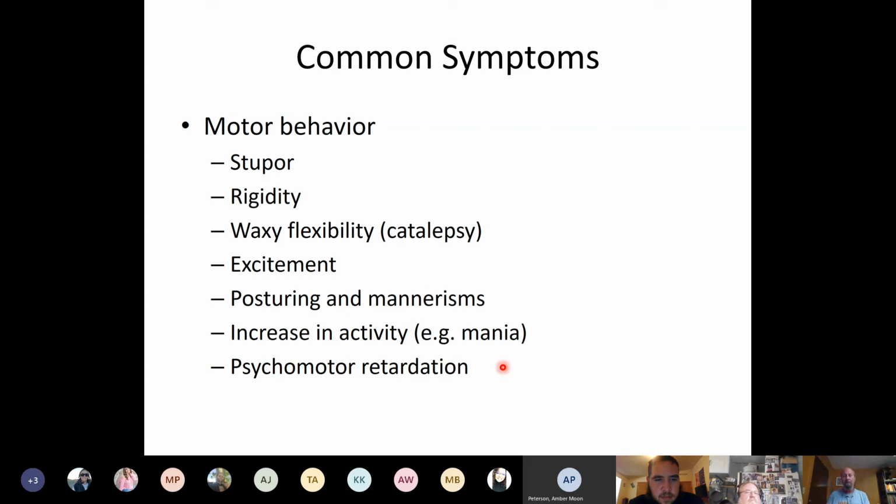So motor behavior, just stupor, and that might be depression, might be schizophrenia. Rigid, you just hardly move. There's a thing called waxy flexibility, where people who are basically catatonic, you can move their arm up and it'll just stay there.